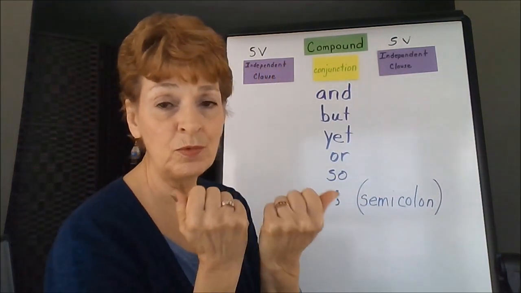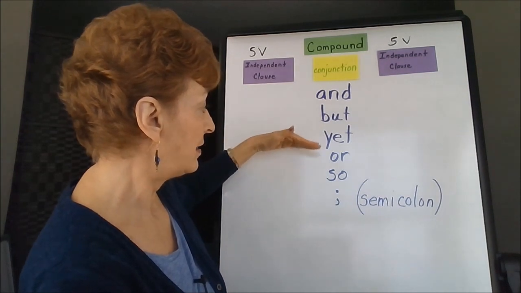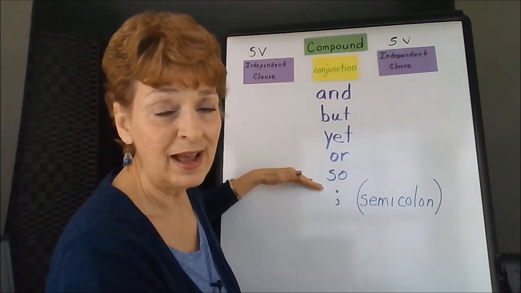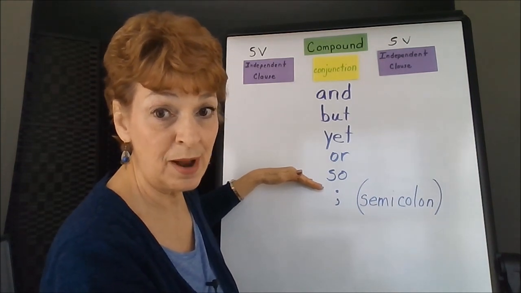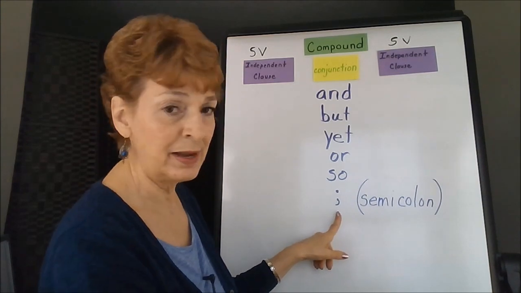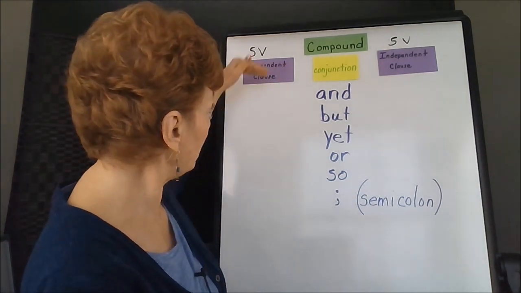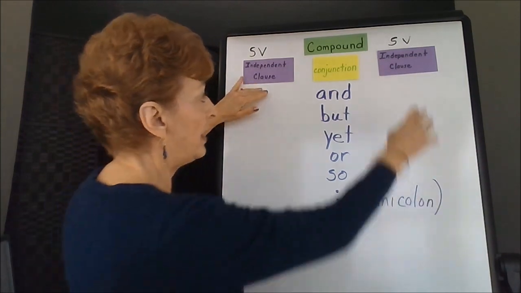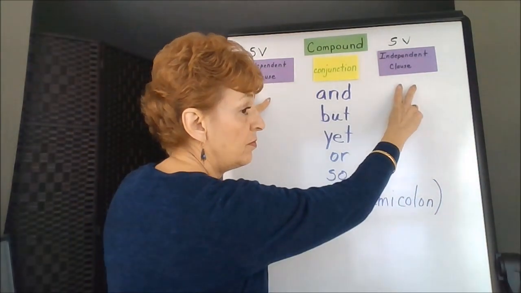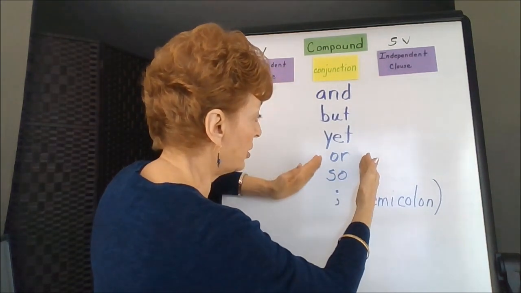Conjunctions are joining words. And, but, yet, or, so are normal conjunctions that you'll probably see quite a bit. And an interesting one, the semicolon, this punctuation mark, a semicolon. So what we really have is two independent clauses. That means two sets of subjects and verbs that are separated by the conjunction.